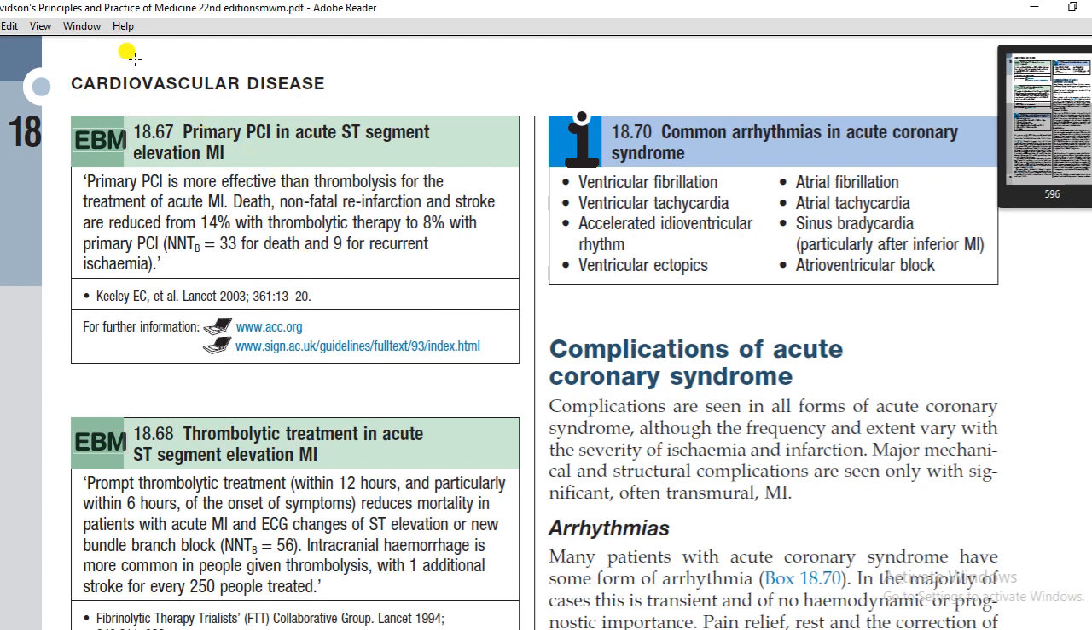So primary PCI in case of ST segment elevation. Primary PCI is more effective than thrombolysis for the treatment of acute myocardial infarction. Death, non-fatal reinfarction, and stroke are reduced from 14% with thrombolytic therapy to 8% with primary PCI.